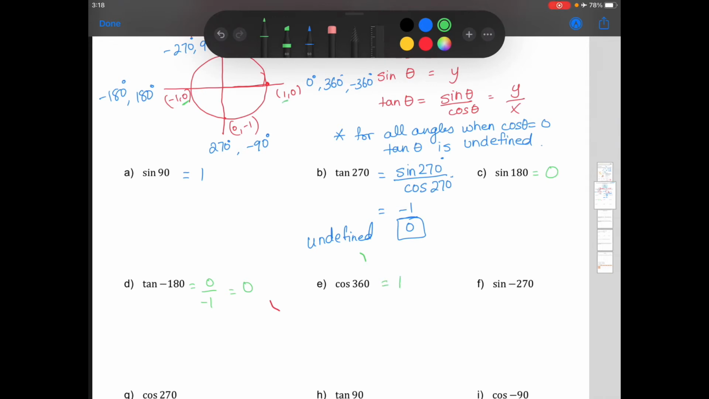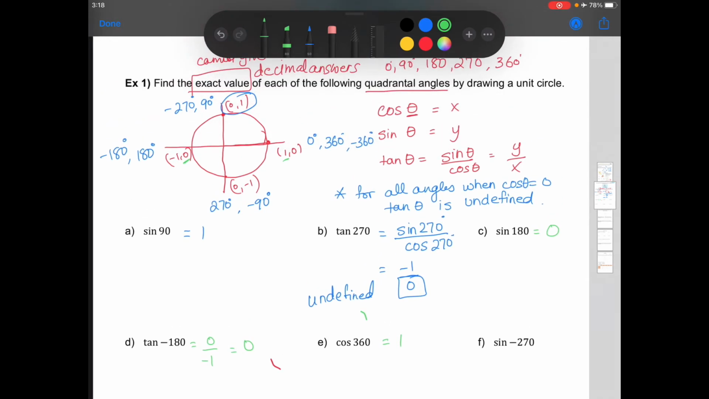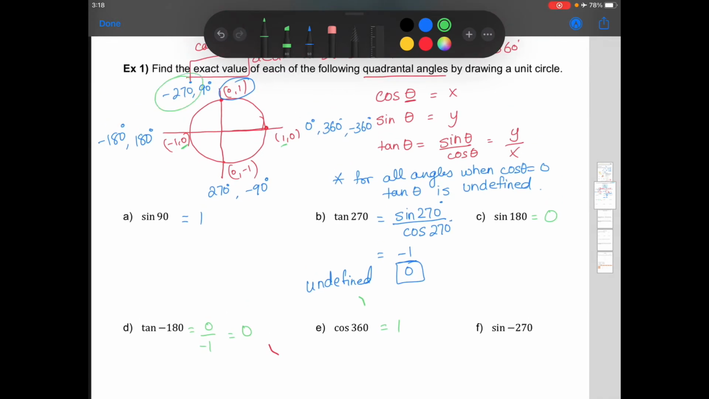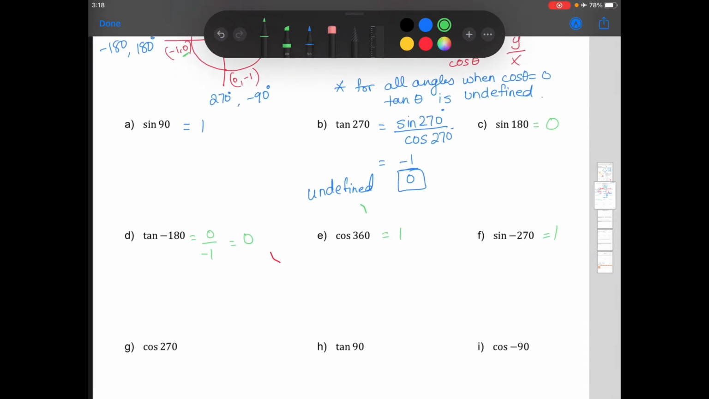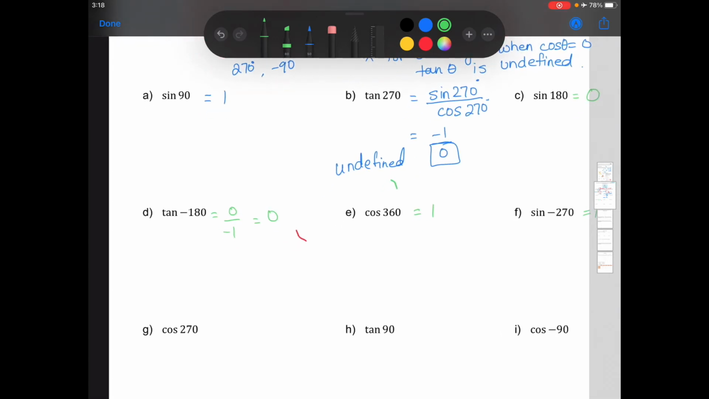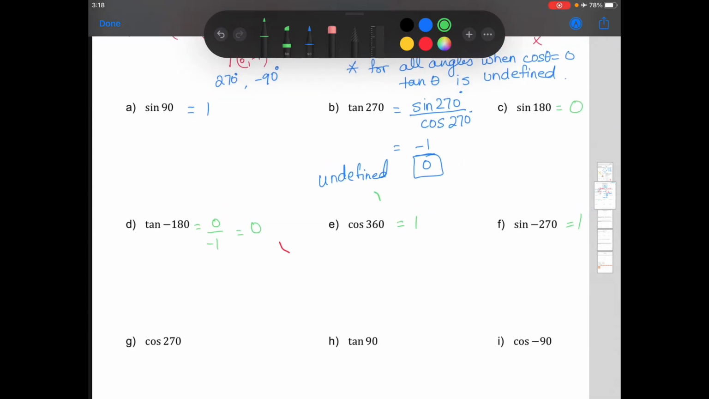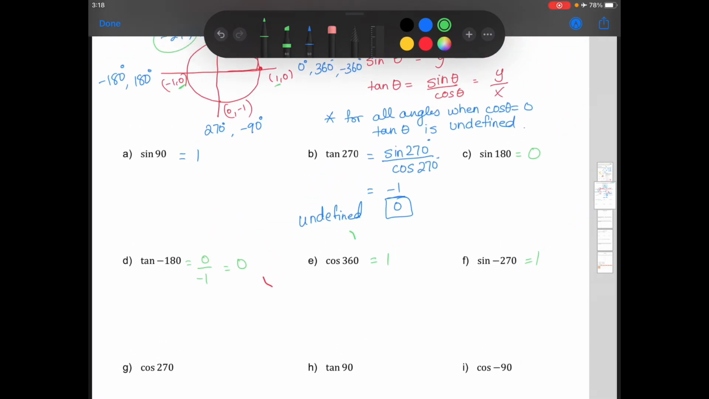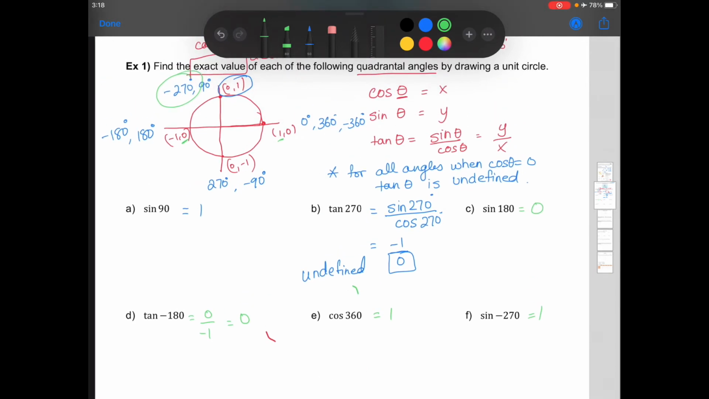Cosine 360. Cosine is your x, which is 1. Sine of negative 270. Negative 270 is here. Sine is your y, which is 1. I'm literally looking at the x or y coordinate depending on which function. Cosine 270. Again, cosine is your x. At 270, your x coordinate is 0. You don't have to do this over and over again. Eventually, you should be able to kind of know that.